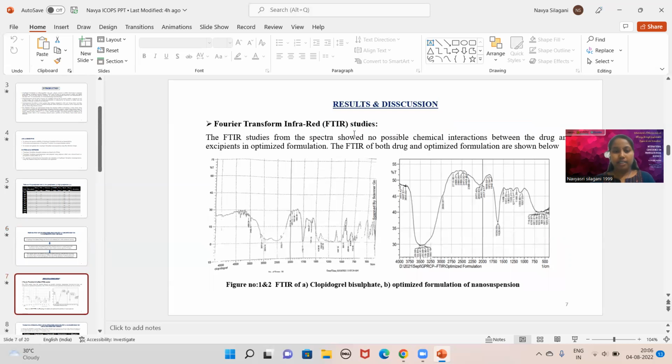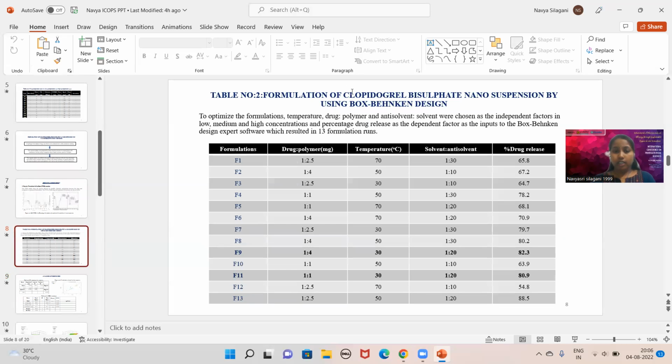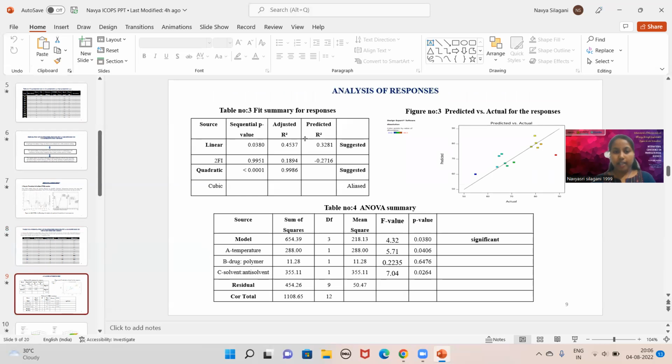And coming to the results and discussion, here FTIR studies are given. These two images show there is no possible chemical interaction between the drug and excipients in the optimized formulation as well as the pure drug. And coming to formulation of propyl bisulfate nanosuspension using Box-Behnken design, here it is showing the 13 runs, that is 13 formulations, and these are the analysis of responses.